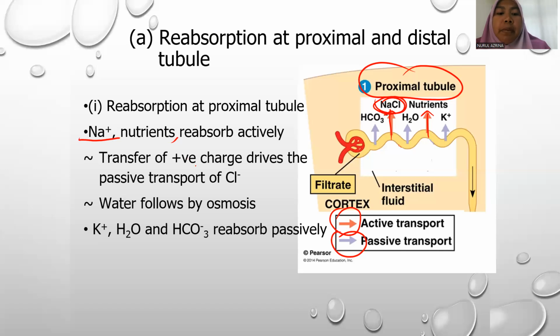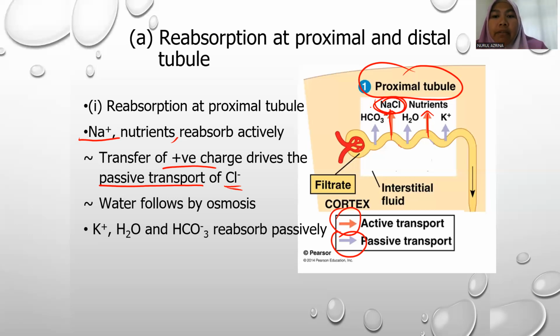The transfer of positive charge: as sodium ion is reabsorbed, it will drive the passive transport of chloride ion. Sodium ion is actively reabsorbed, and chloride will follow by passive transport. Why? Because it wants to balance the electrical charge. So the positive one will pull the negative one. More or less like that.